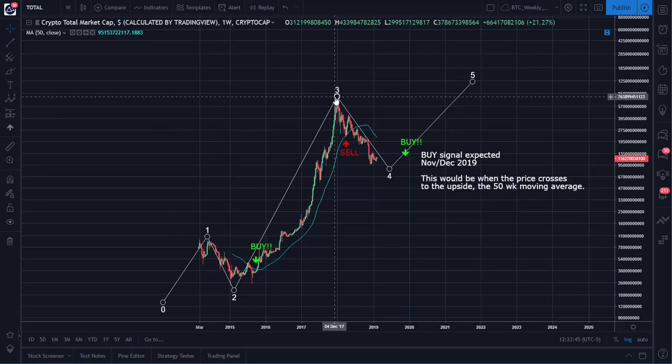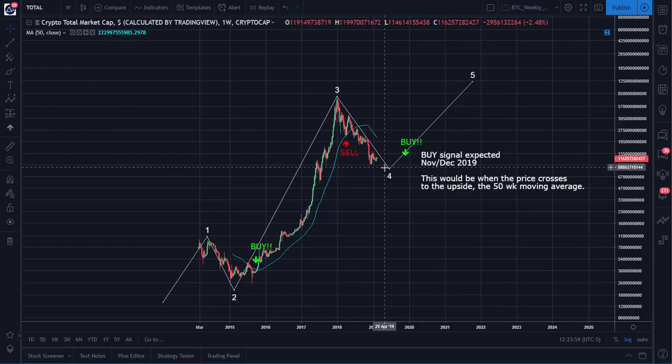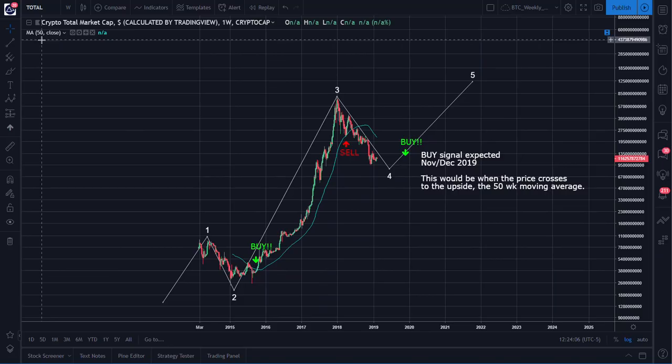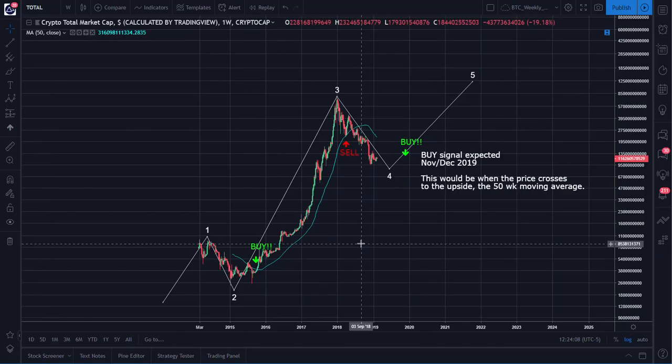The peak that we had back in late 2017 was wave 3. We are now putting in wave 4, and wave 5 is due. The blue line is the 50-week moving average. This is a weekly chart.